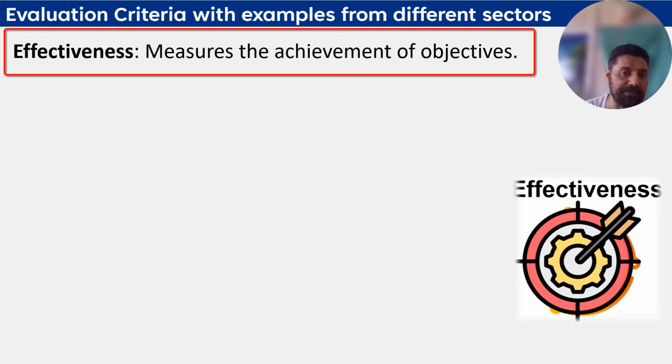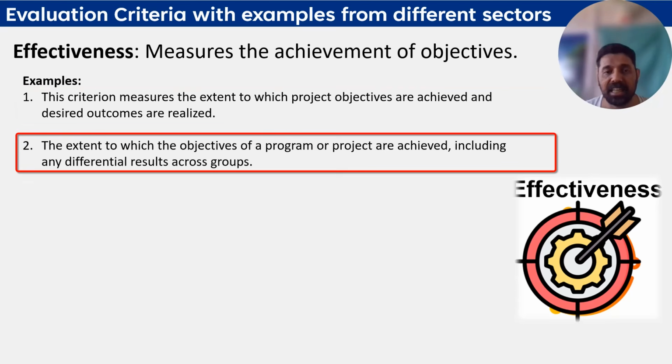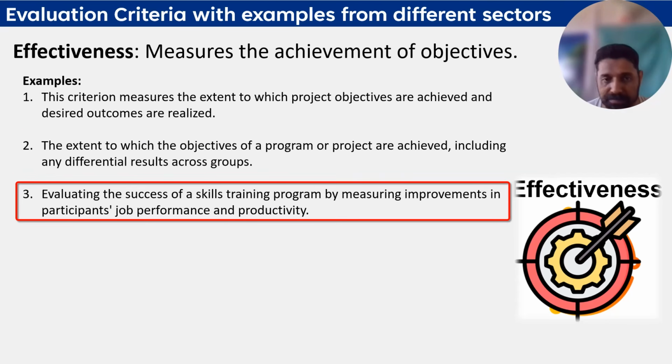Now the next one is effectiveness. It measures the achievement of objectives. This criteria measures the extent to which project objectives are achieved and desired outcomes are realized. The extent to which the objectives of a program or project are achieved, including any differential results across groups.